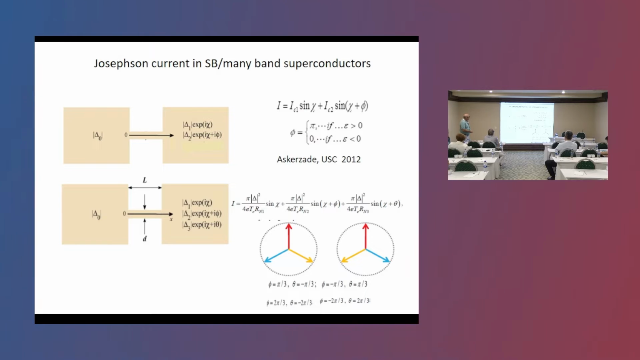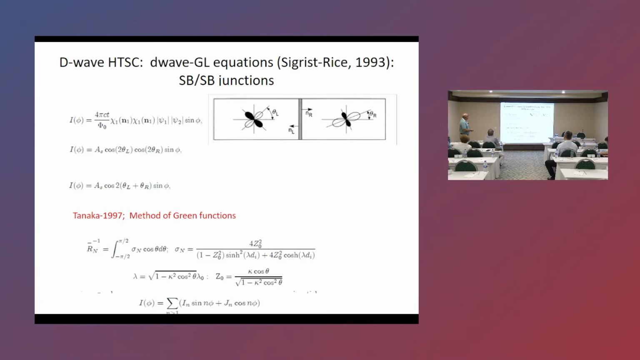In the case of three-band superconductors, here also in the case of three identical Josephson couplings between order parameters, here we have 2 pi over 3 and minus 2 pi over 3 phase differences, and also in this case we have three Josephson currents. And here in our study we will use a general expression for the calculation of effective critical current in such systems.